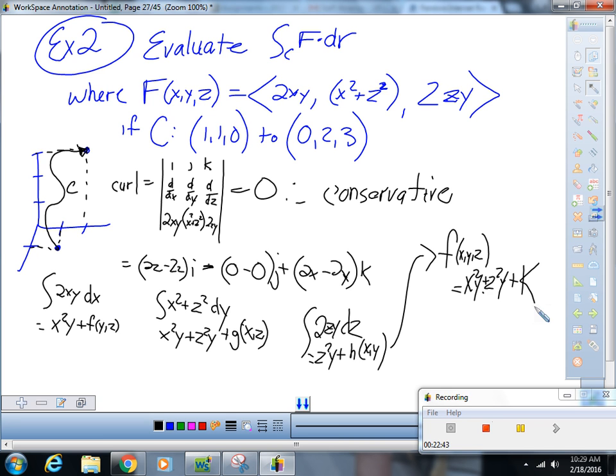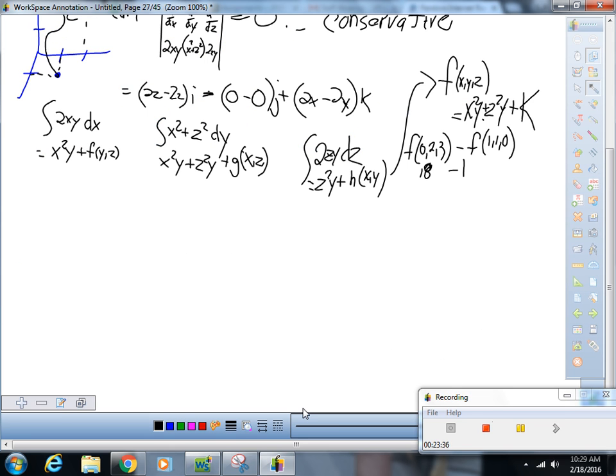So we found our parent function. Now what comes next? Plug in the point and use the fundamental theorem of line integrals. What about the k, though? The k is going to subtract out. Okay? So now I'm just going to do f of 0, 2, 3 minus f of 1, 1, 0. This is 18. That's an 18. Minus 1. And so the work equals 17.